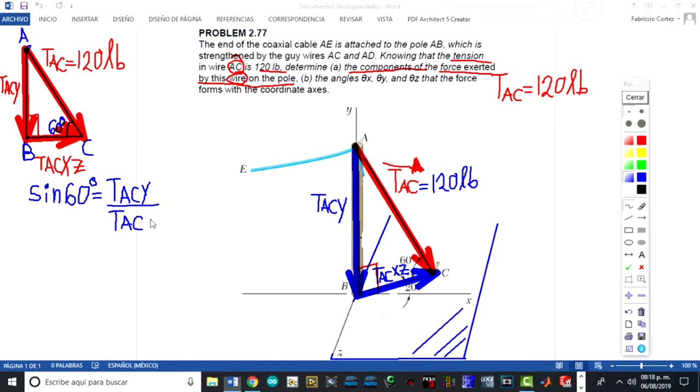And here, as we can see, the TAC is dividing. We are going to pass it as multiplying, but we need to be careful about the sign. I will write it as TACY. We need to be careful because the component in Y will be negative. Why is it going to be negative? Because the Y component in this vector in 3D is pointing to the negative Y axis. If we extend the Y axis, this is the positive side of the y-axis.